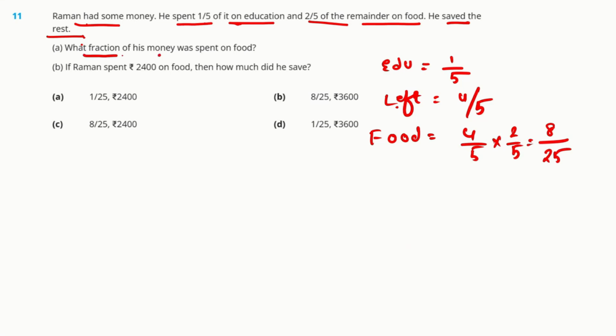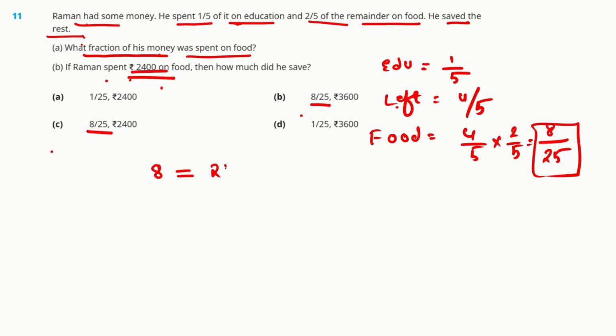So that's our first question. What fraction is spent on food? 8 by 25. We have two possible options. Two already eliminated. Now, the fraction 8 by 25 is equivalent to 2400, which means what? 8 parts are equal to 2400. If 8 portions are equal to 2400, one portion is equal to 300.